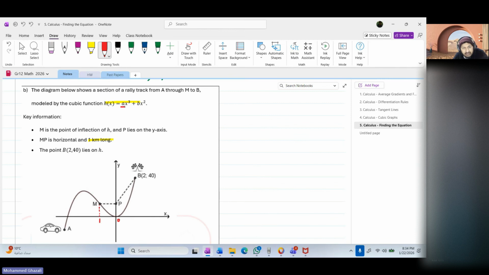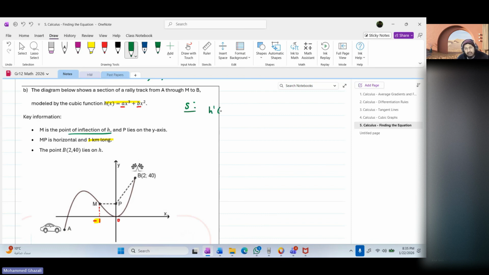So we want to find the values of a and b. How are we going to find them? We know that the double derivative must be equal to 0 because of this point over here. It's not 1, it's negative 1. Be careful, because it's on the other side. We have to use simultaneous equations. So solution: let's find h double prime x, using the information given about the inflection point.